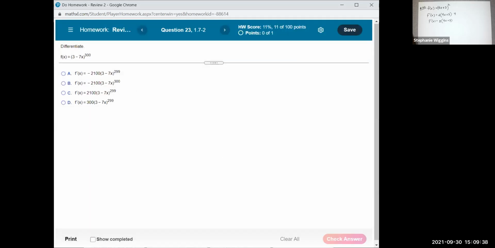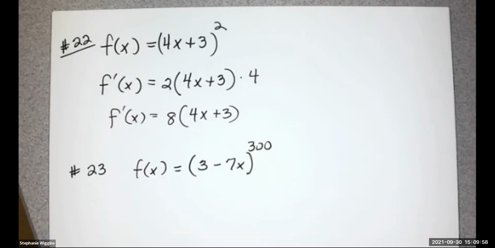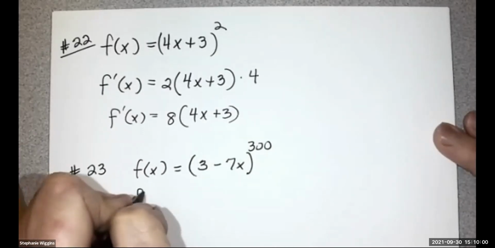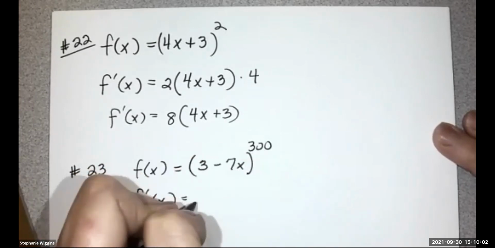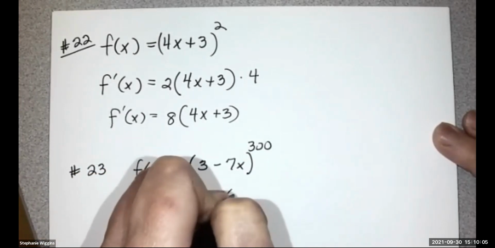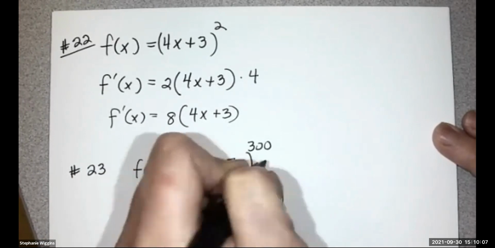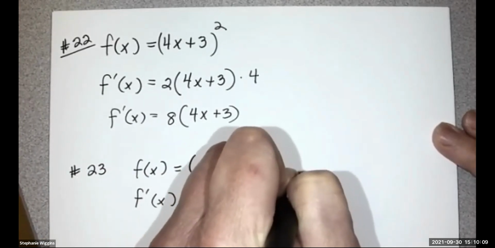Okay, moving on now. Again, same similar sort of problem. This is number 23. We have f of x equals 3 minus 7x to the power of 300. And so taking the derivative now, we bring the 300 out front and subtract 1 from the exponent. That's going to become 299.